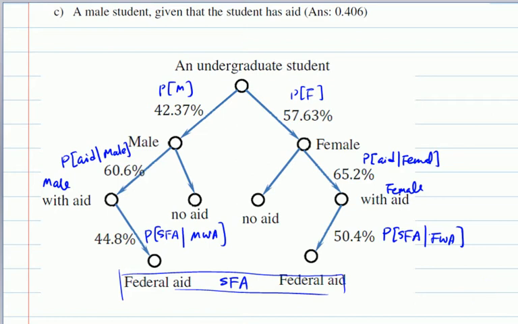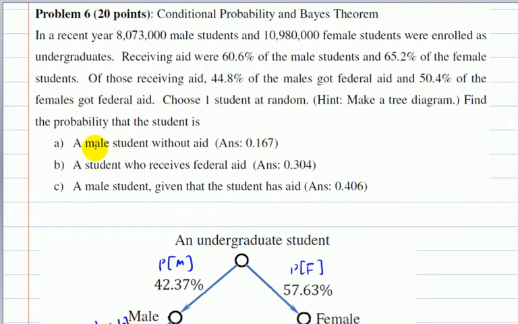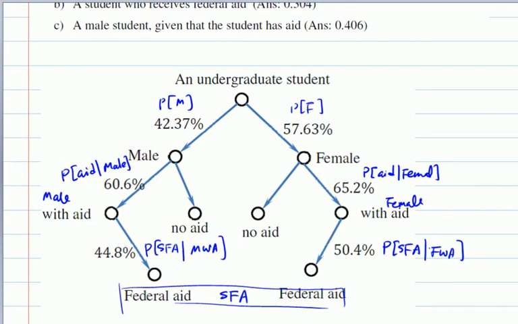So let's go back to the question. Let's see the first question here. What's the probability of a male student without aid? Let's look at this diagram. Where are we talking about here? A male student without aid is actually this location here. So in other words, you're looking for the probability that you come into this location.